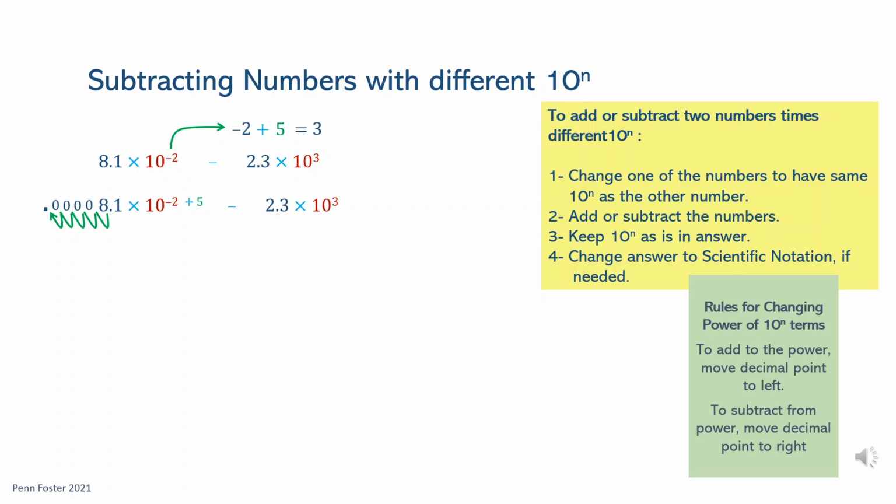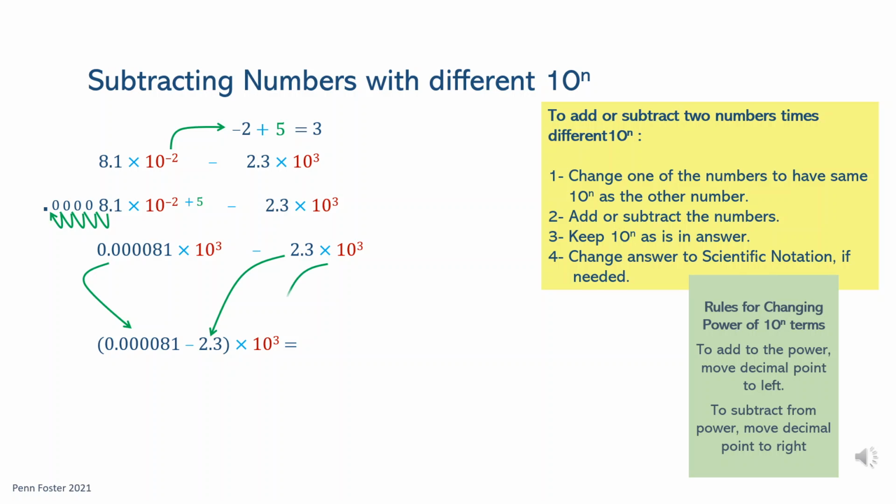Now rewrite the first number. It's 0.000081 times 10 to power 3. Now, since powers are the same, combine the numbers. Subtract 0.000081 minus 2.3. Bring in the exponential part.